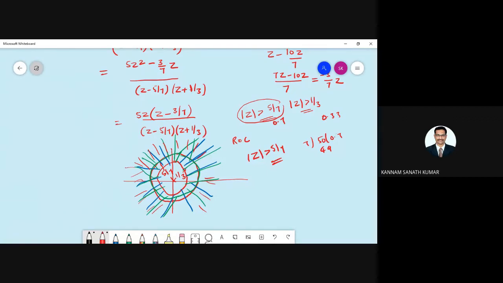Is it okay? Any doubts in this? So like this you have to find out the x of z of a given signal.